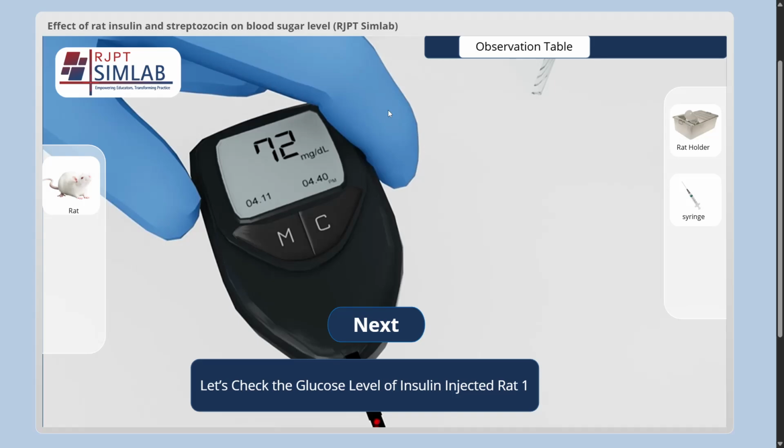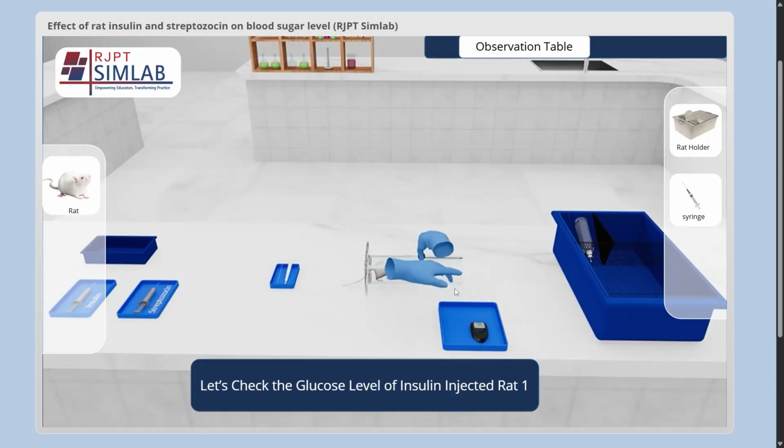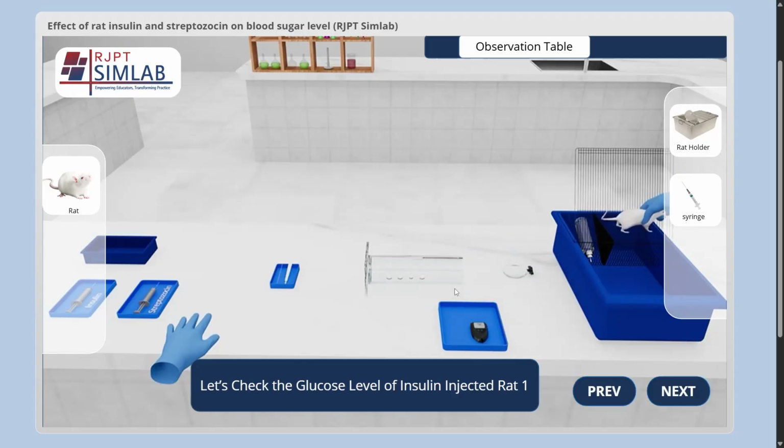As we know, insulin decreases the blood glucose level because it increases the absorption of glucose from the blood into the cells. The cells absorb the glucose from the blood. Now we will jump to the next step. Again, we will place our first rat inside the rat's cage. Now we'll move on to the next step.